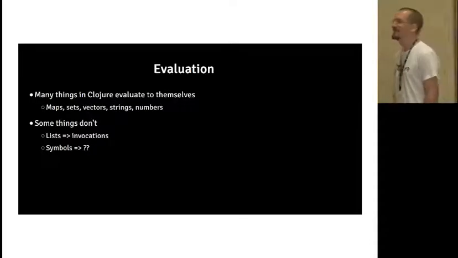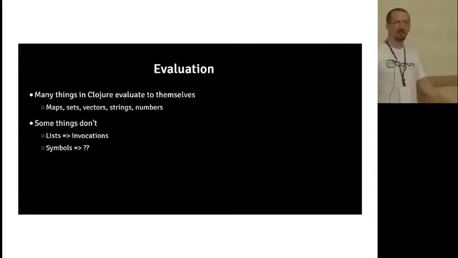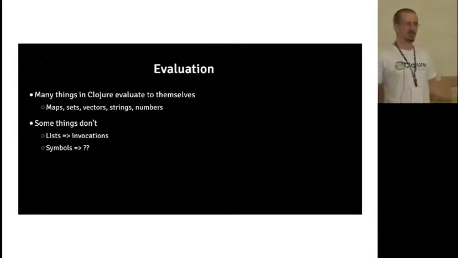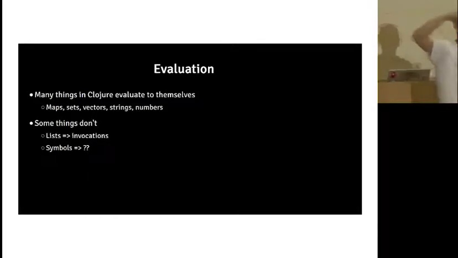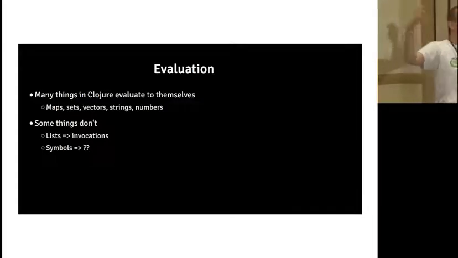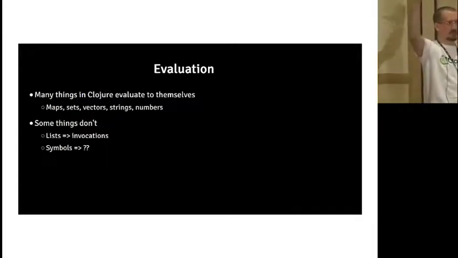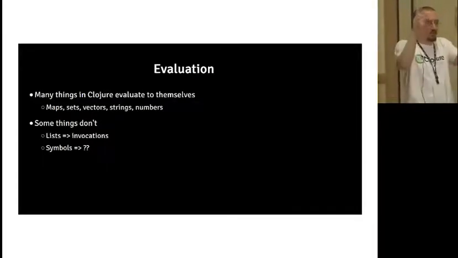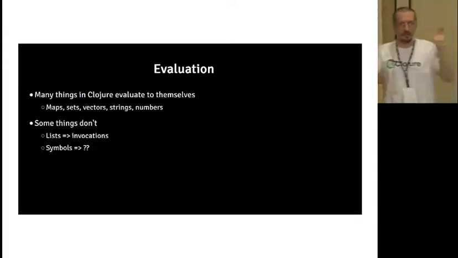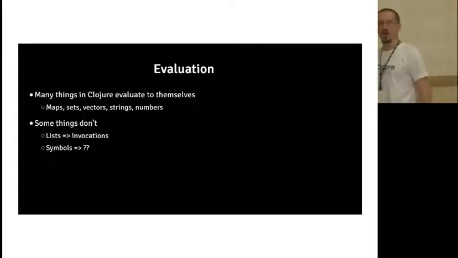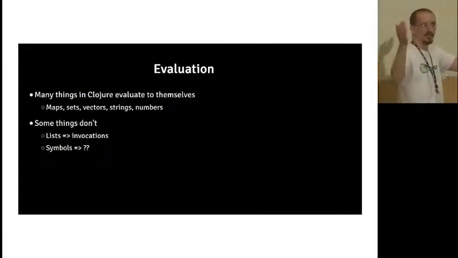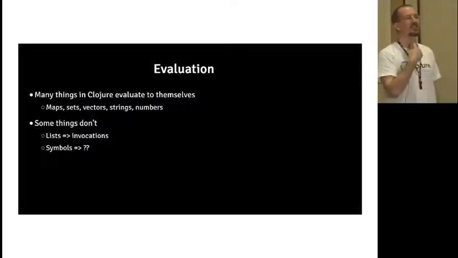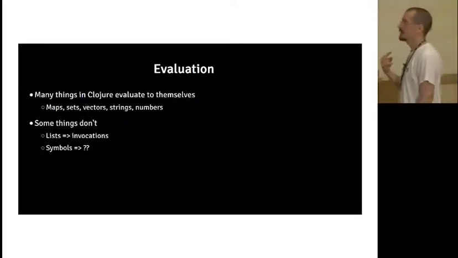That was one, right? So lots of things in Clojure evaluate to themselves. Vectors evaluate to themselves. Their contents might not, but the vectors themselves do. What is the value of a string? If you evaluate a string, you get the string. Number, same thing. But there are some things that don't. One of those is lists. If you type in open paren plus 2, 3, you don't get a list. You get some invocation of the function plus.